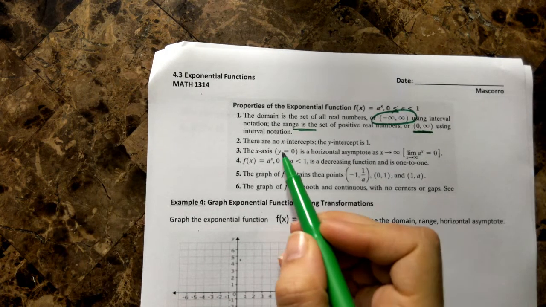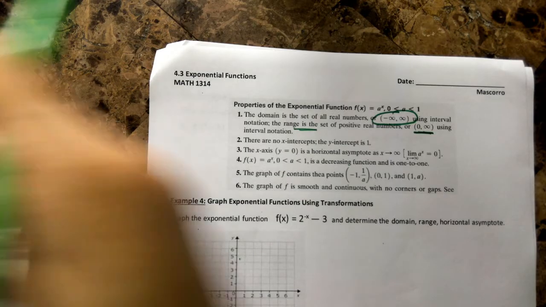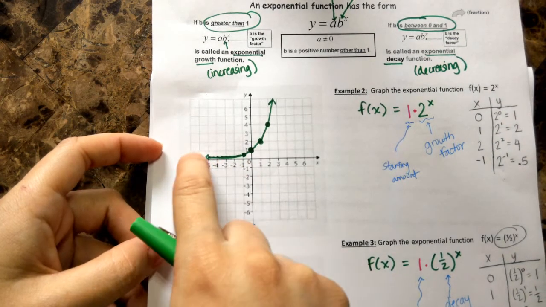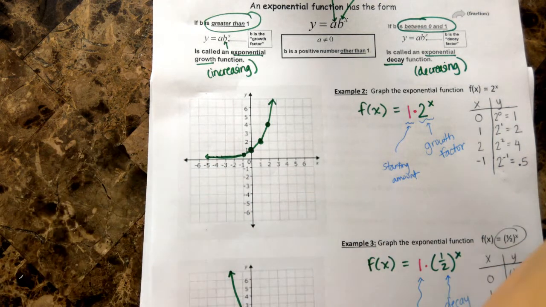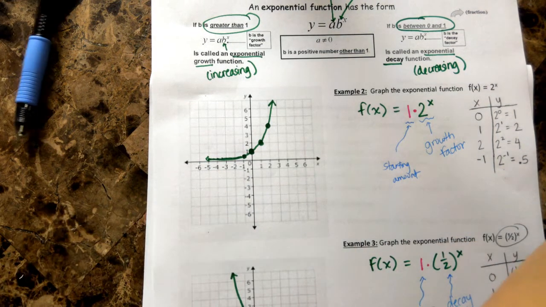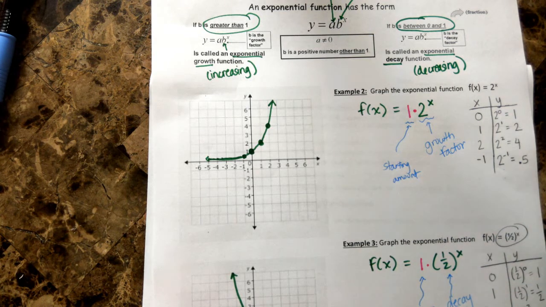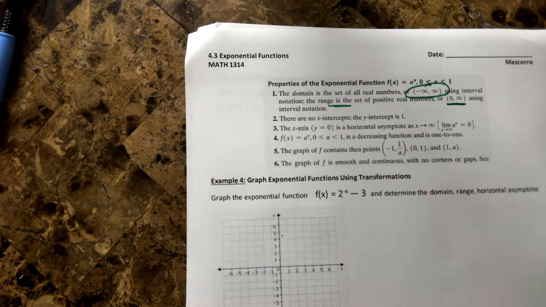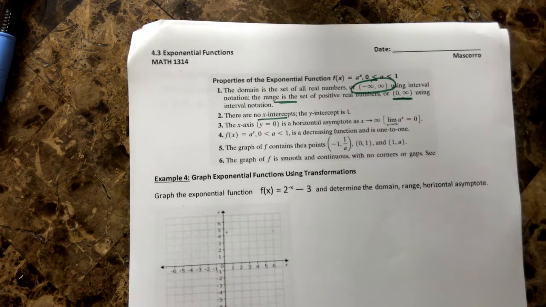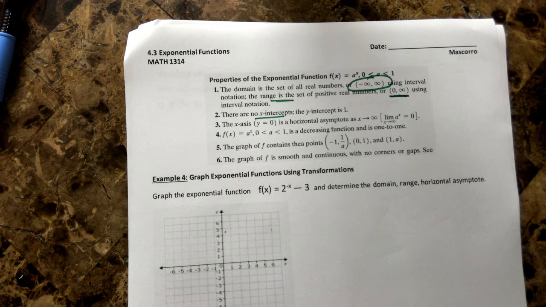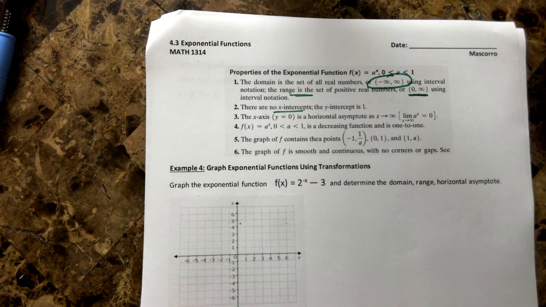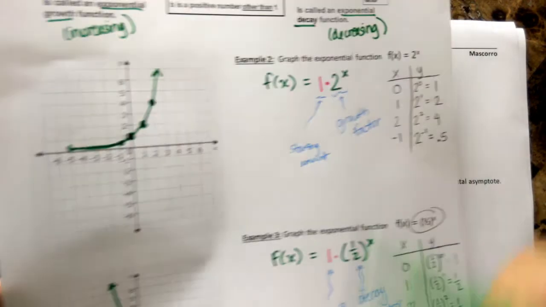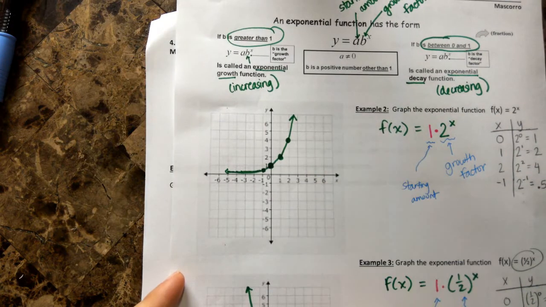There are no x-intercepts. If you look at the previous 2 graphs we just did, there weren't any x-intercepts. The graph kind of curved out, it flattened out. It never actually crossed the x-axis. It got really close to it, but it never actually intercepted the x-axis on either of those. And that happens because there's not going to be any x-intercepts. It never actually crosses the x-axis. And then the y-intercept is 1. Well, for these 2 cases especially, the y-intercept was 1.